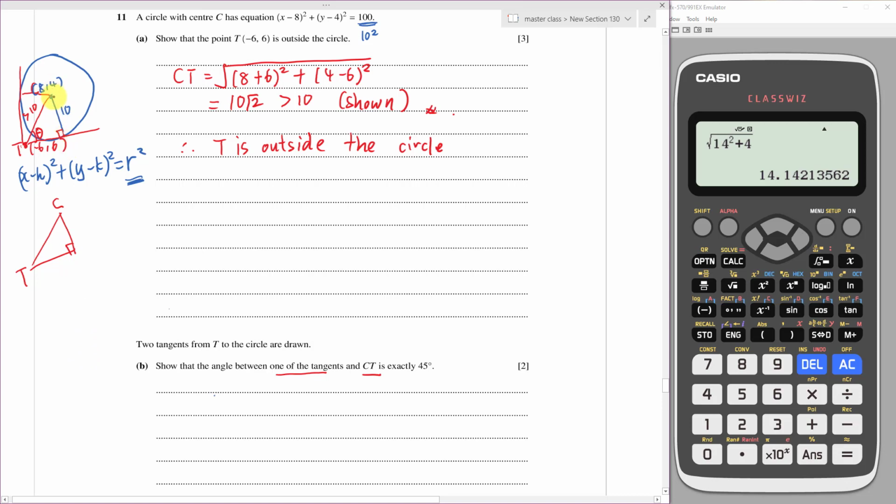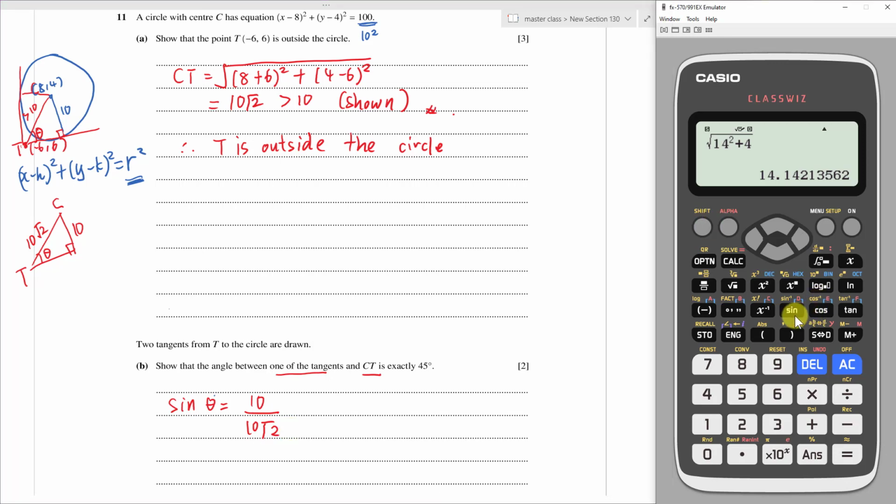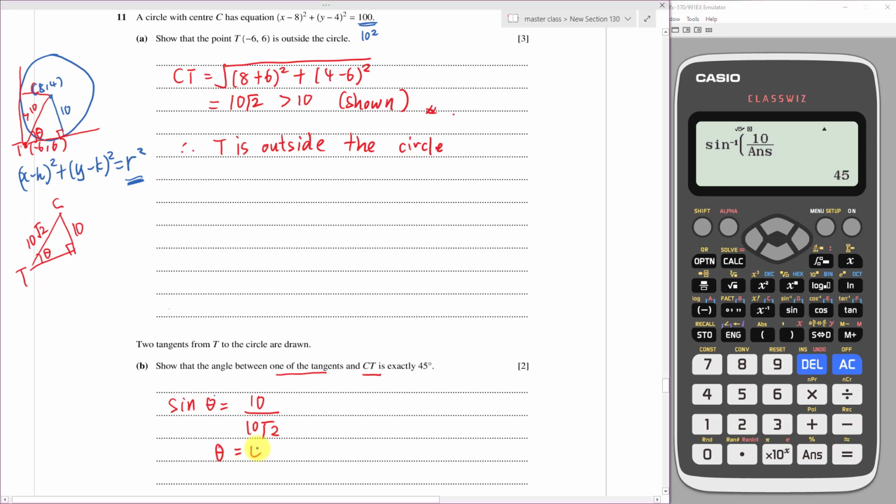We know the radius, which is 10, and CT, which we just found, is 10 root 2. So if I want to find this angle, it's very easy. I just use SOH CAH TOA. Definitely this one I will use sine. So you just say sine theta equals opposite over hypotenuse. Then I just type everything into the calculator. I do shift sine, and then 10 over my answer just now. The calculator will tell me theta is 45 degrees. They asked us to show this, so I will just write shown.